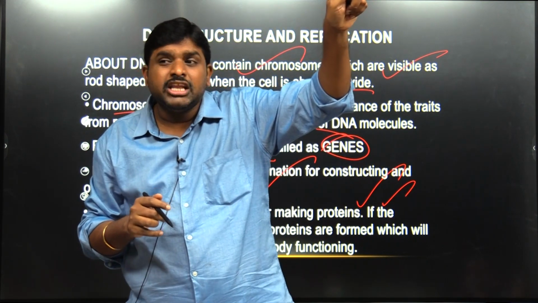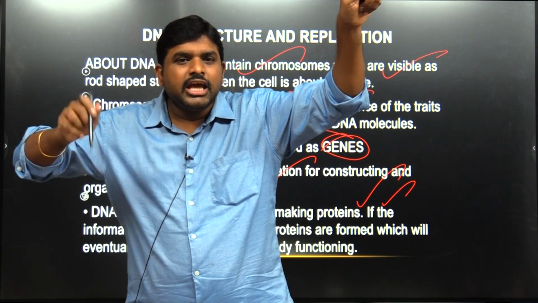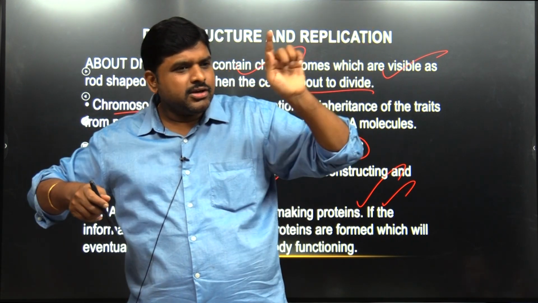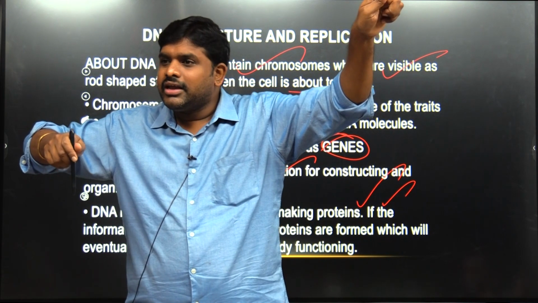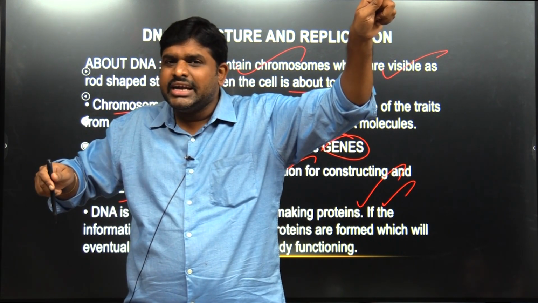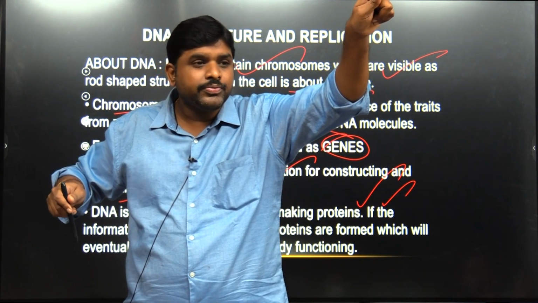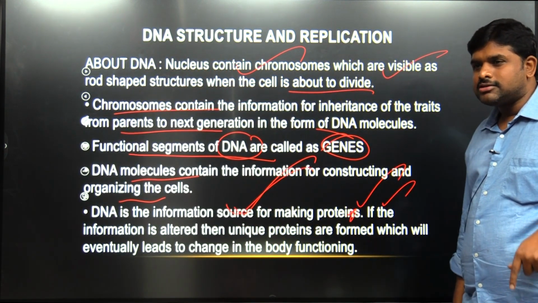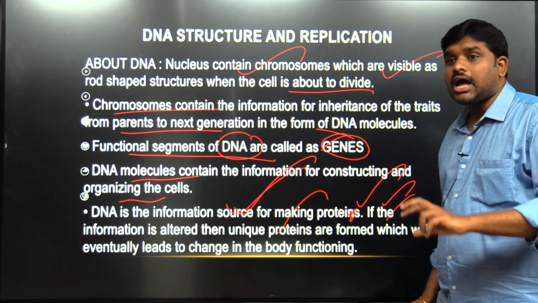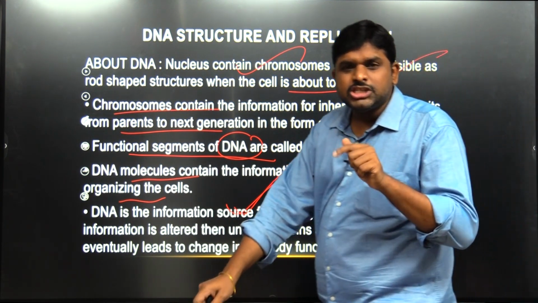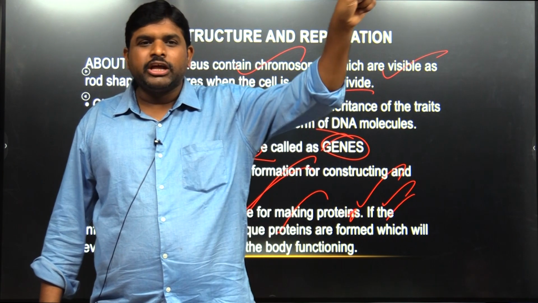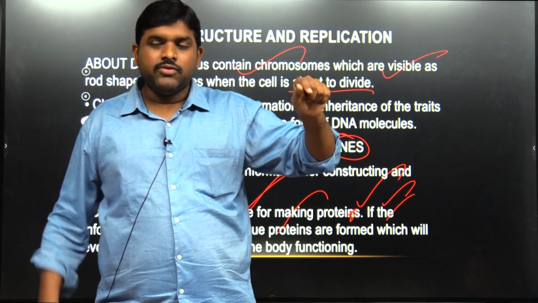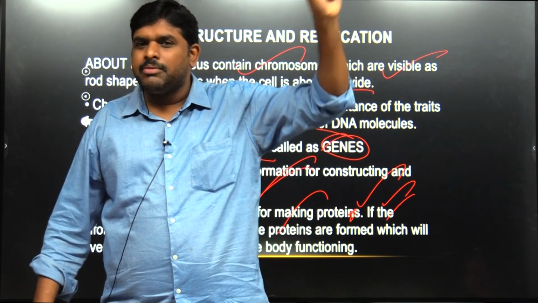So, this produced protein is because of what? The information taken from DNA. What information is present in the DNA is responsible for the formation of protein. DNA is the information source for making proteins. If the information is altered, if the information is wrong, then the protein will be wrong.